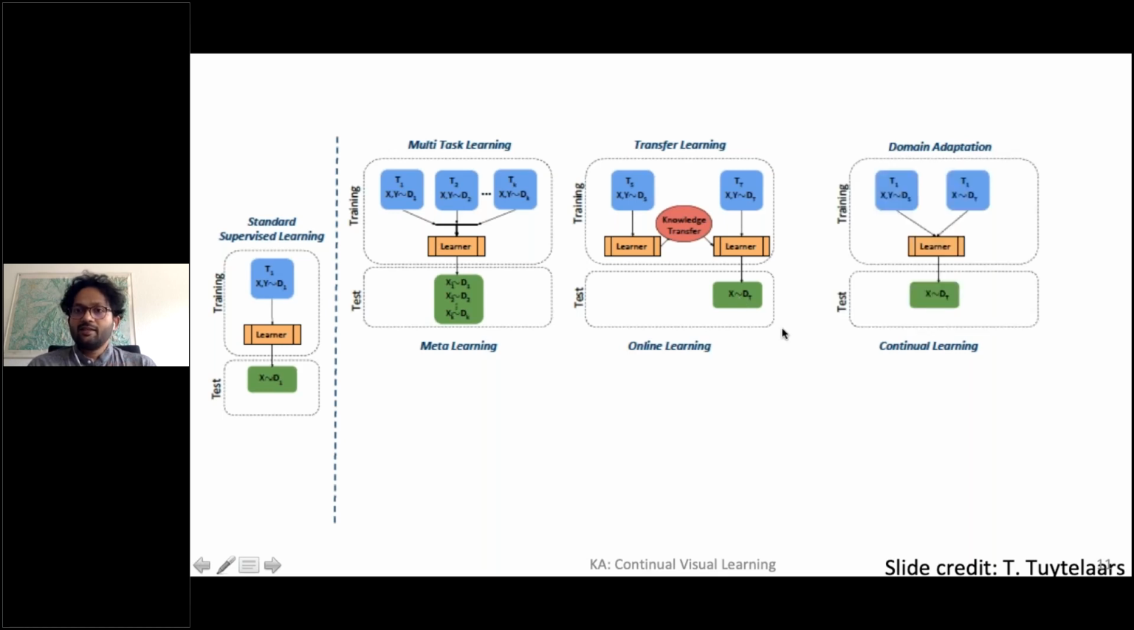Okay. So then there is another related task of domain adaptation, where you have data again from two different distributions. You have a source domain DS, and then you have a target domain DT. But in this case, the task is the same.